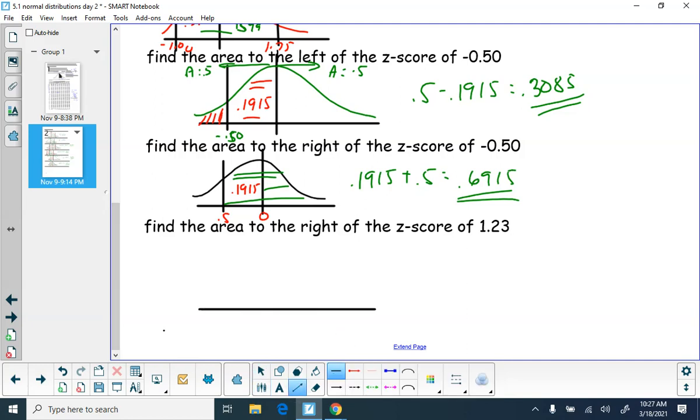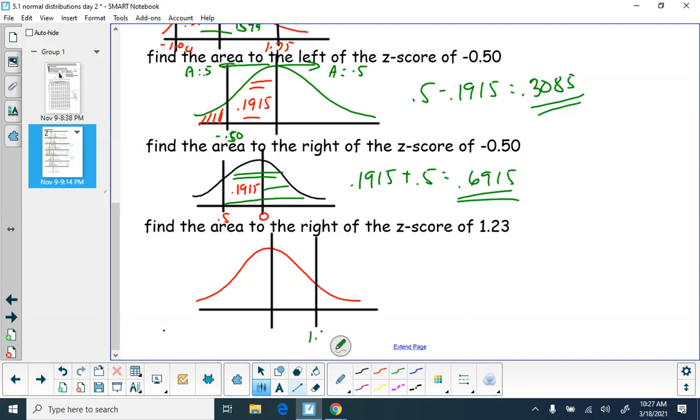Good. Calculate the area to the right of the z-score of 1.23. So I want to calculate that area there. Go ahead and calculate it. Check your answer with somebody around you.